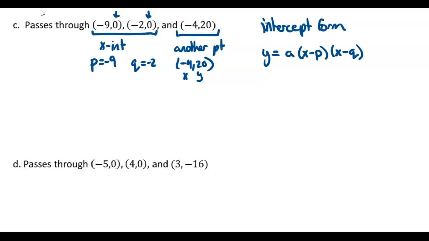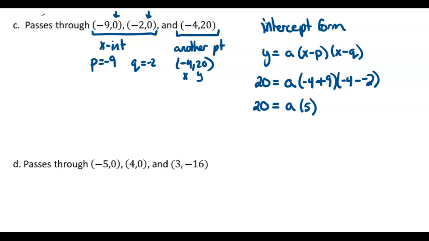So where y is, I'm plugging in 20. I don't know a yet. Where x is, I'm plugging in -4: -4 minus p, which was -9, and -4 minus q, which was -2. All right, -4 minus -9 is like plus, so that's 5. And -4 minus -2 is like plus, so that is -2. And so I get 5 times -2, which is -10a. To find a, I divide by -10, and I get a equals -2.